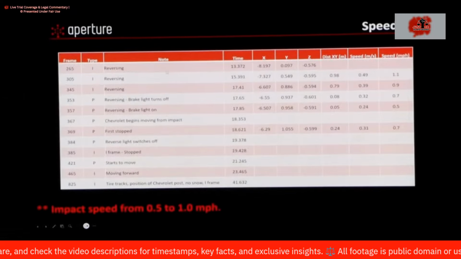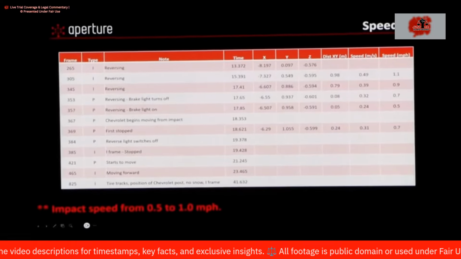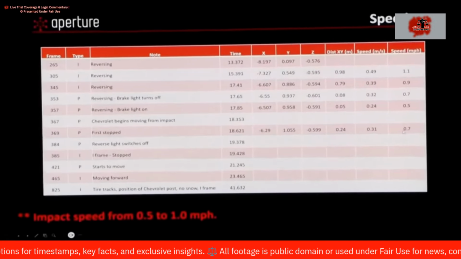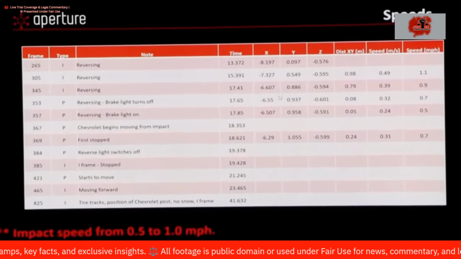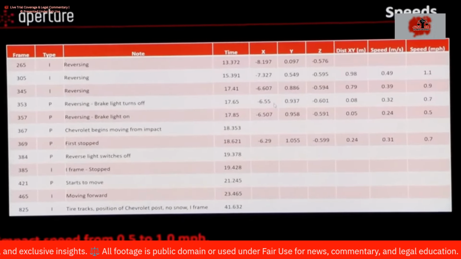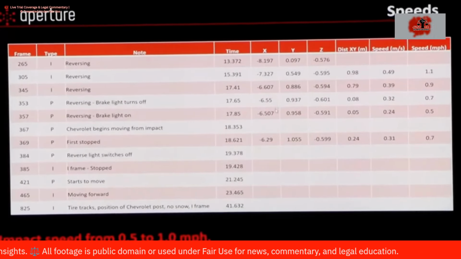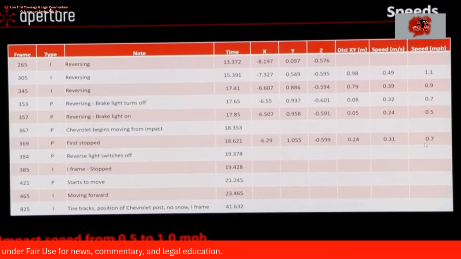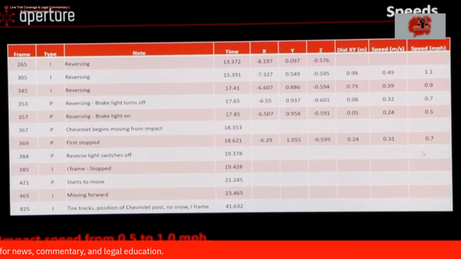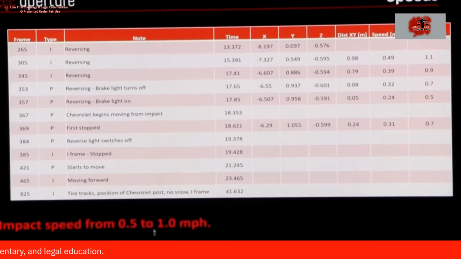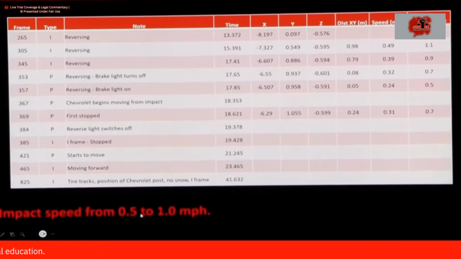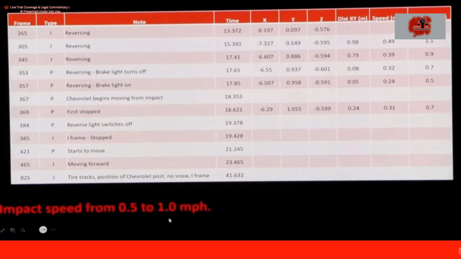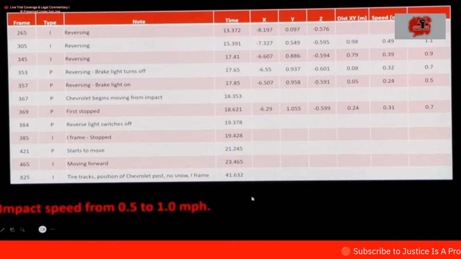So, using those positions, matching the overlay of the vehicles, we can get the speeds from that. We know where the Lexus is, we know how much time it is between each frame, so we know how far it moved. And so what we know is that when it first came to a stop, right before that, it was going about 0.7 miles per hour. So realistically, somewhere between a half to 1 mile an hour, just to account for some variations, but definitely going 1 mile an hour or less at impact.